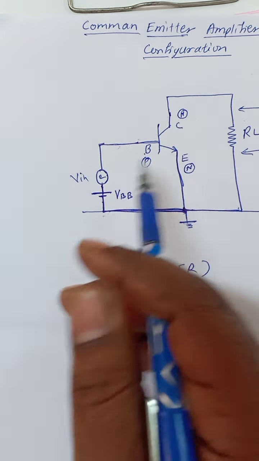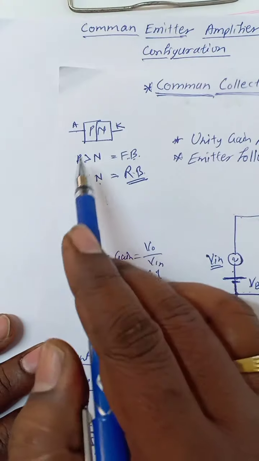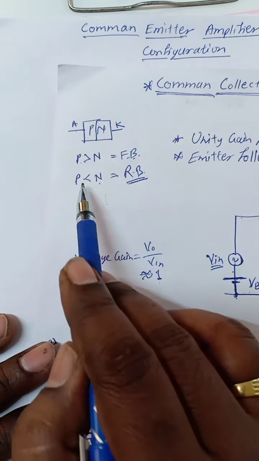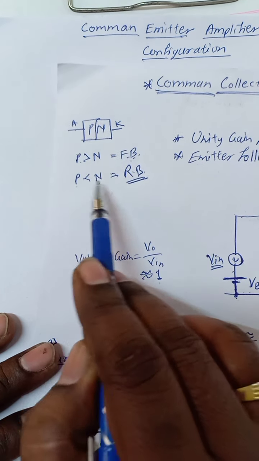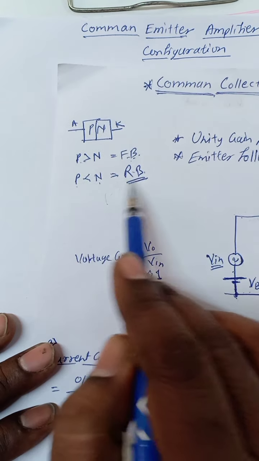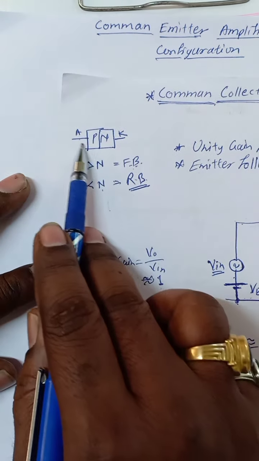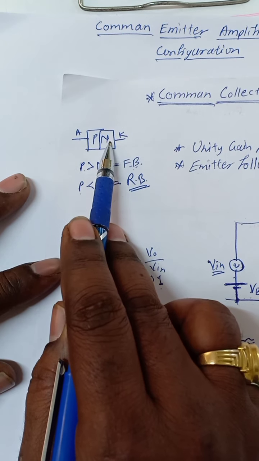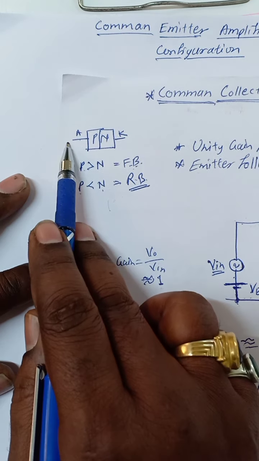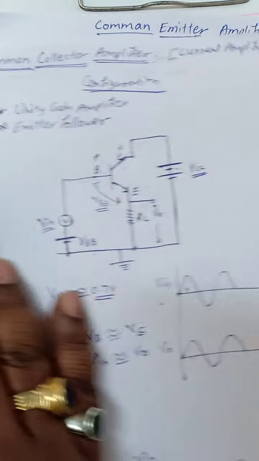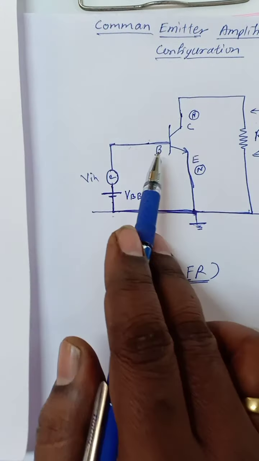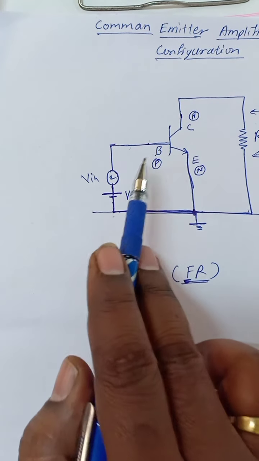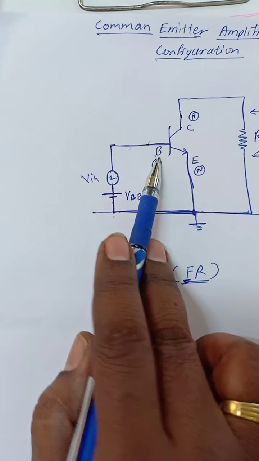In the last lecture we discussed that if the P voltage is greater than the N voltage for a PN junction, it becomes forward bias. If the P voltage is less than the N applied voltage, it will be reverse bias. If the voltage applied to P, the anode, is greater than that applied to N, the cathode, then it is forward bias. So this condition is satisfied here: positive is connected to base and negative to emitter, so it is forward biased.